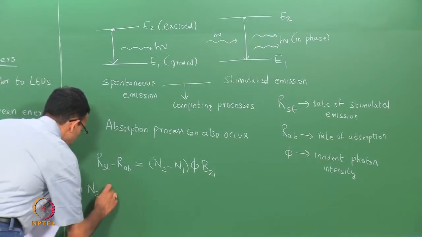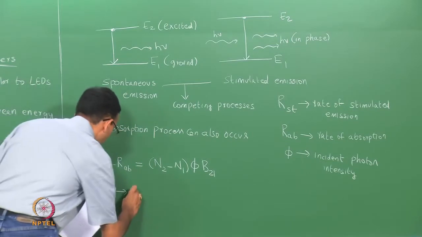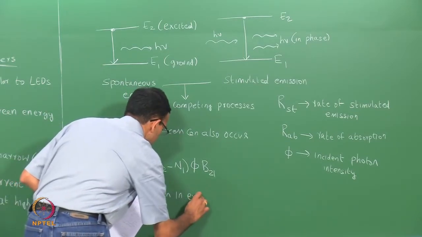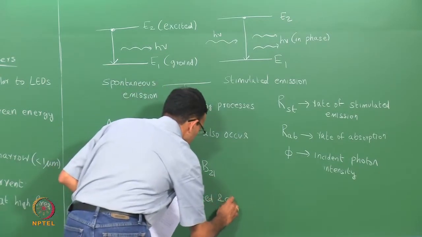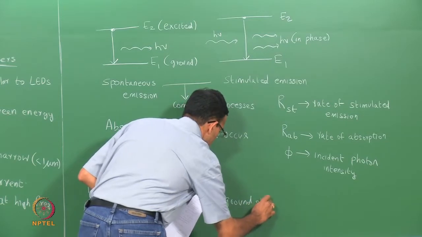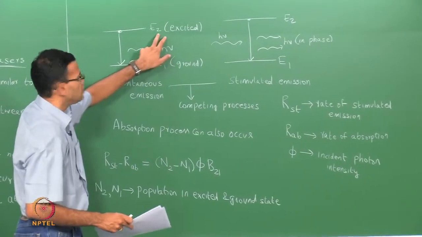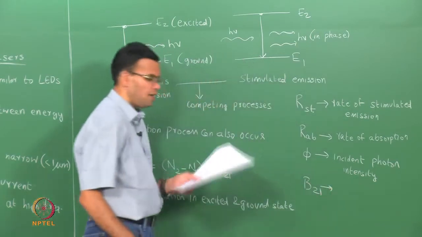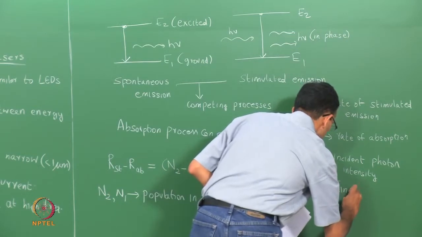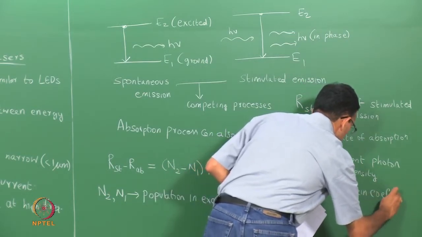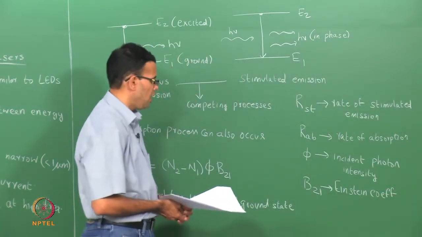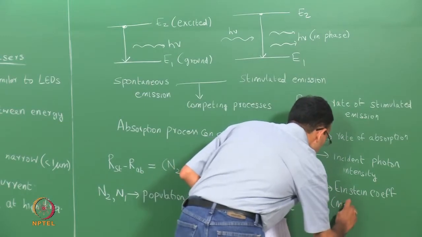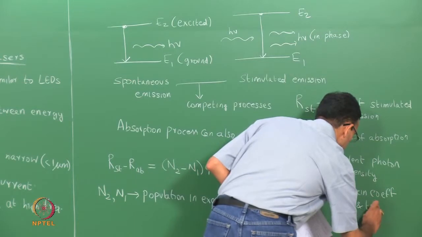So, N2 and N1 are the populations in the excited and ground state. The excited state is E2 and the ground state is E1. B21 is called the Einstein coefficient, it depends upon the material and also upon the transition. So, it depends upon what the states 2 and 1 are. This is material and transition dependent.